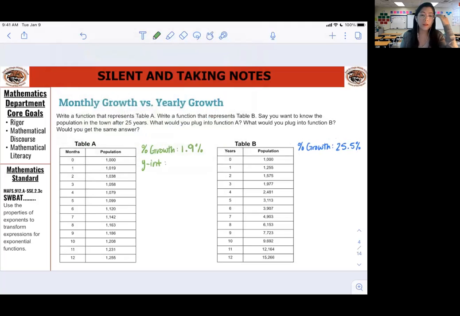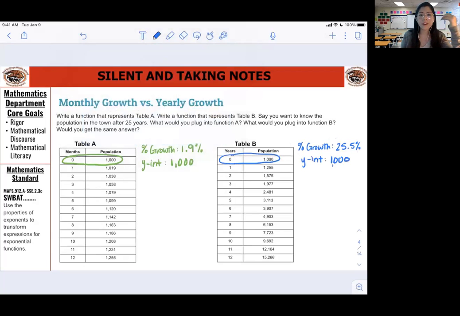Well, the y-intercept is always your starting amount. So what is the y-intercept for both of these? For table A, it's 1,000. Oh, okay, it's 1,000 for both of them. It's 1,000 for both of them because remember, they both represent the same town. So that makes sense, right? We want it to be the same.